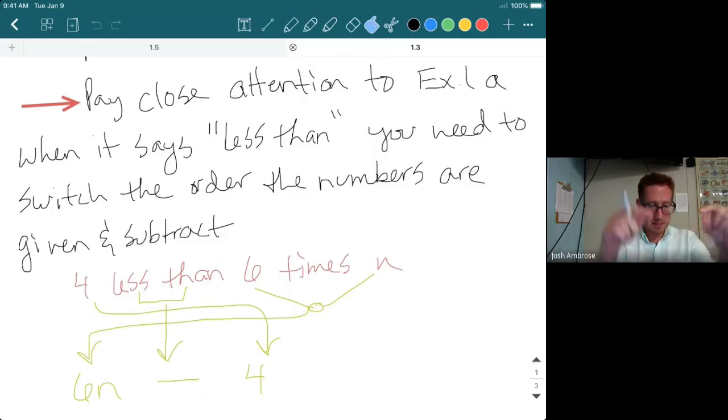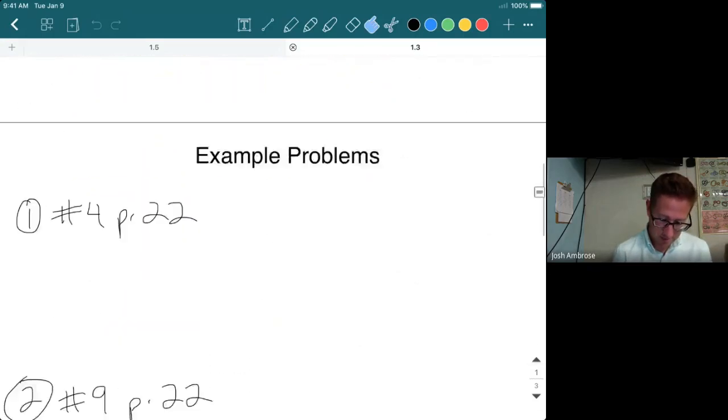And you'll notice the arrow going straight down from "less than." That is subtraction. So the original says 4 less than 6 times n, but your answer as a math equation is now 6n minus 4. All of that is just to let you know the phrase "less than" switches the order and uses subtraction. There you go.